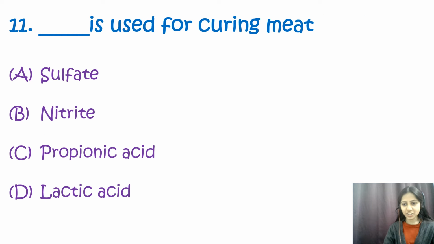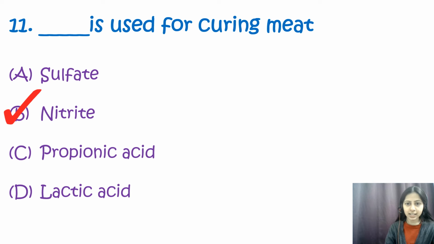Question number 11. Which is used for curing of meat? Options are A. Sulfate, B. Nitrite, C. Propionic acid, and D. Lactic acid. So the correct option will be option number B, that is nitrite. Nitrites are the common compounds which are used in meat curing. They are added to the meat for the prevention of bacterial growth, and they give a pink color to the meat.